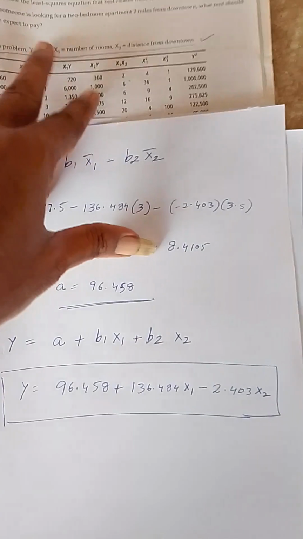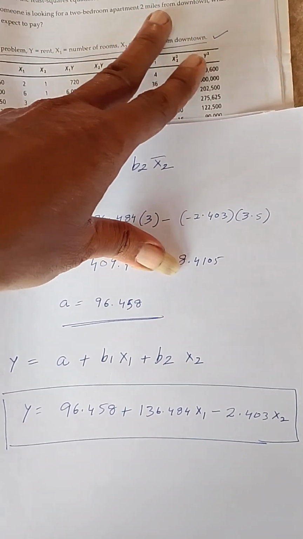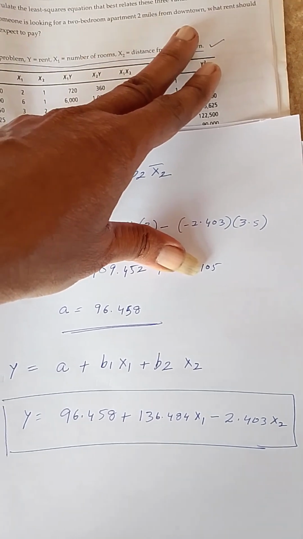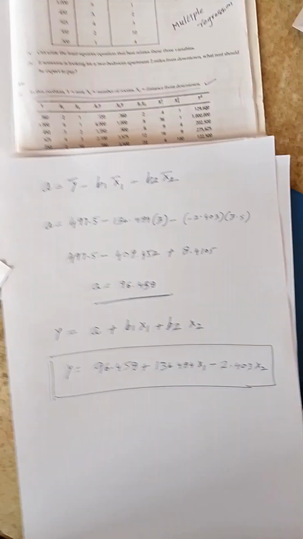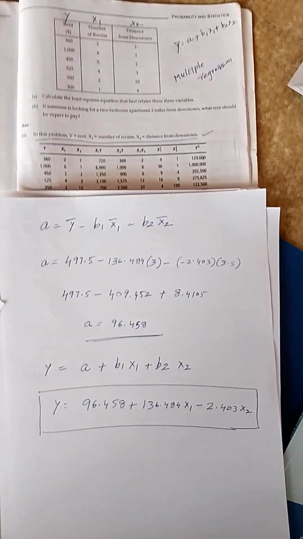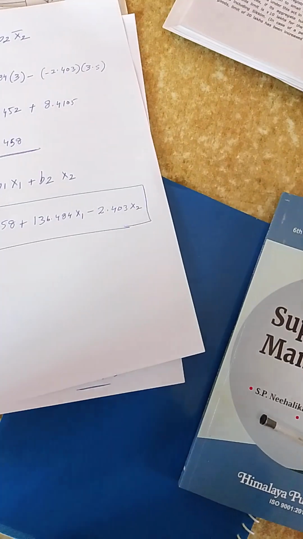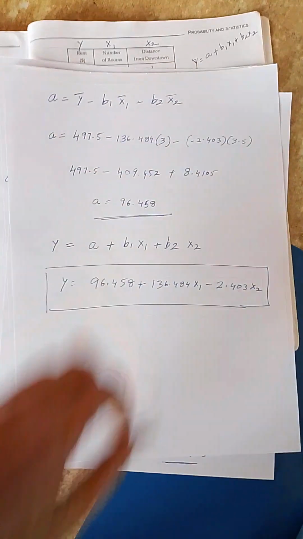Then you have to predict: someone is looking for a 2-bedroom apartment 2 miles from downtown. So x1 and x2 are given. What rent should you expect to pay? Likewise, when the variables are given, you can easily estimate. To find a, we use another formula to calculate the value of a. A is equal to y bar minus b1 x1 bar minus b2 x2 bar.